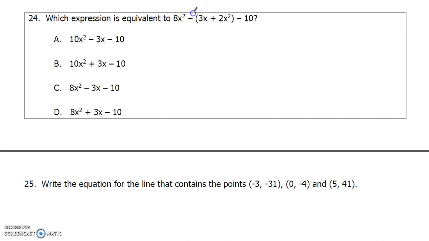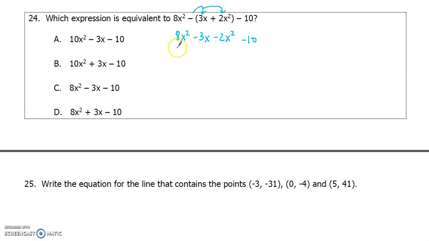Okay, 24, which expression is equivalent to 8x squared minus the quantity 3x plus 2x squared minus 10? So again, because we have a negative in front of a parentheses, I need to distribute that negative. So instead of positive 3x, I have a negative 3x. Instead of a positive 2x squared, I have a negative 2x squared, and then my minus 10.